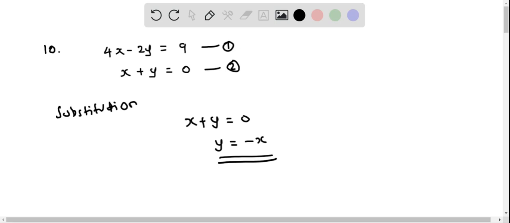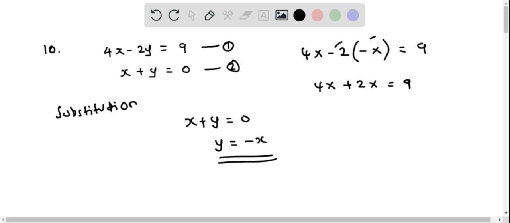Now I can replace the value of y into the first equation. That is, we have 4x minus 2 times y. So replace y by negative x, and this equals 9. Now let's solve for x. This is 4x. Negative times negative is positive. So we get 4x plus 2x equals 9. This is 6x equals 9. So we get x equals 9 sixths, or we can reduce this to 3 by 2, which equals 1.5. So we have solved for x, which is x equals 1.5.